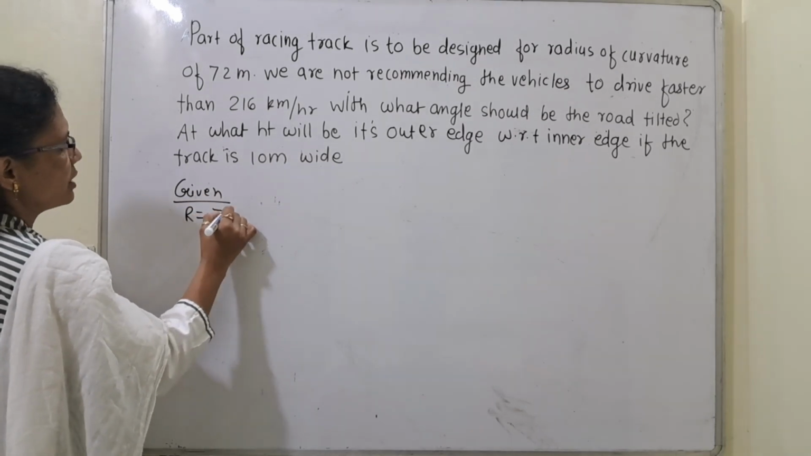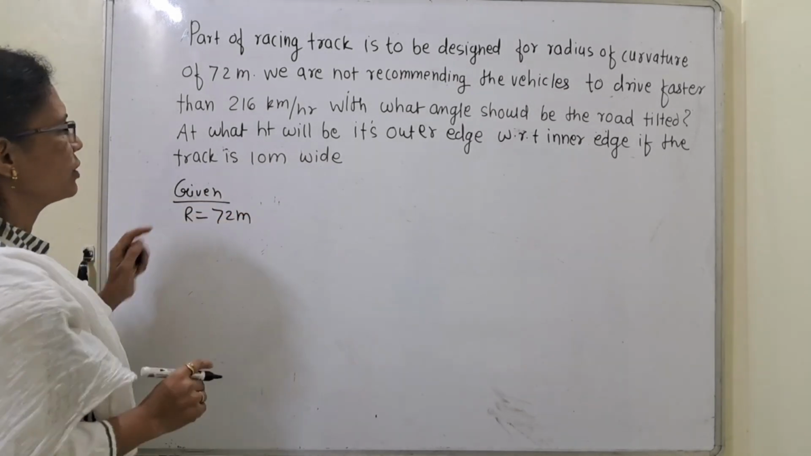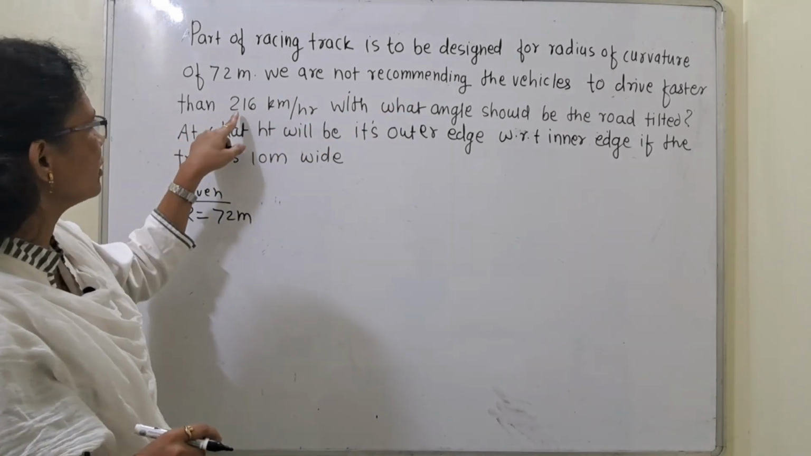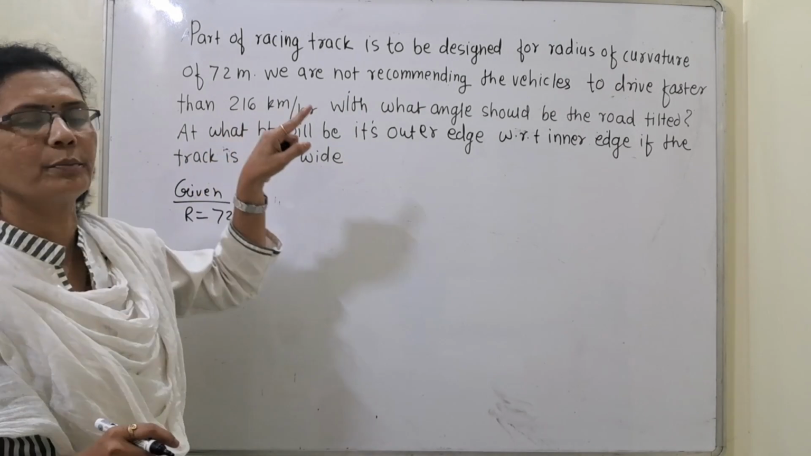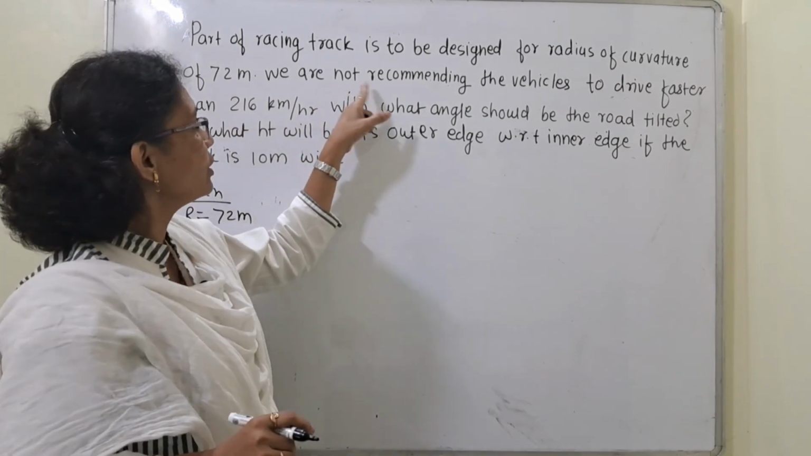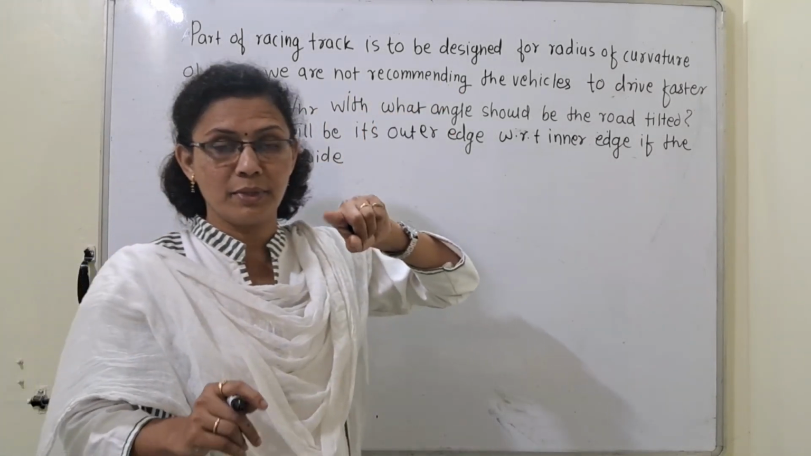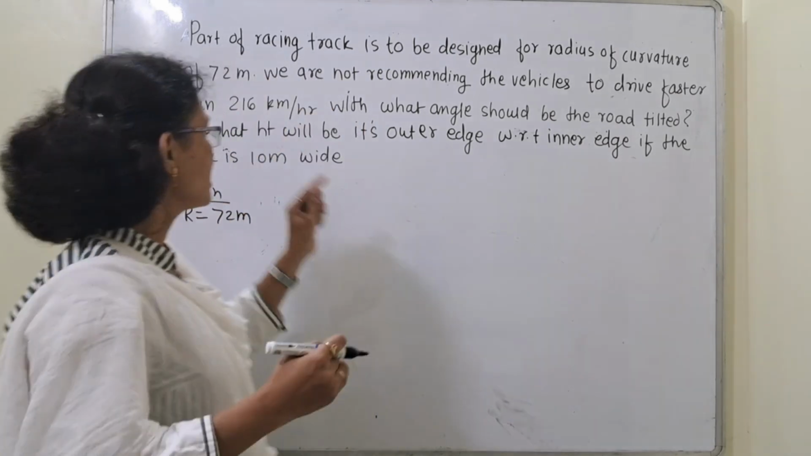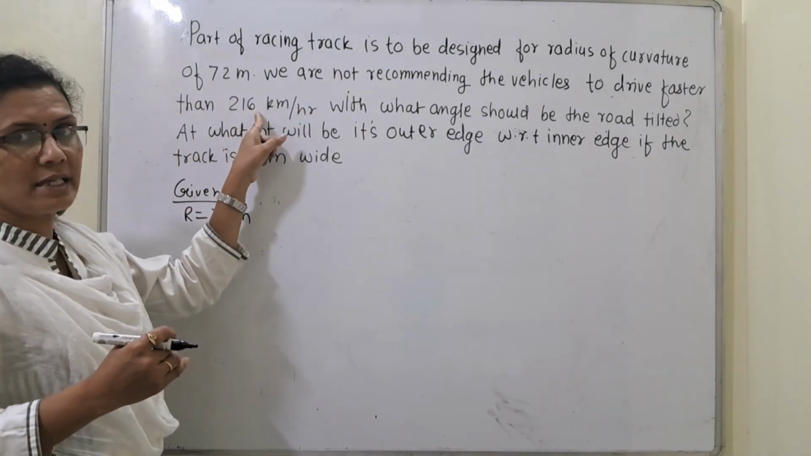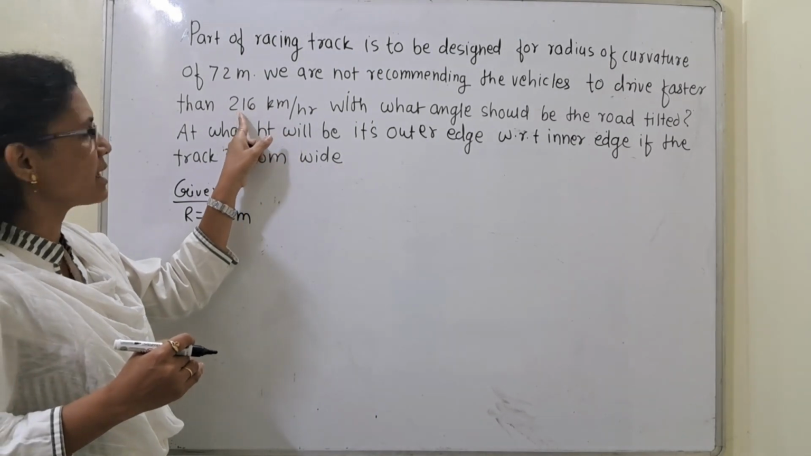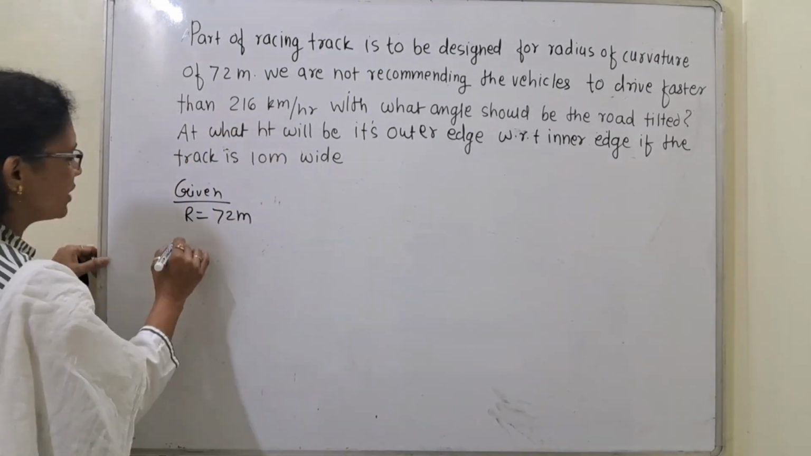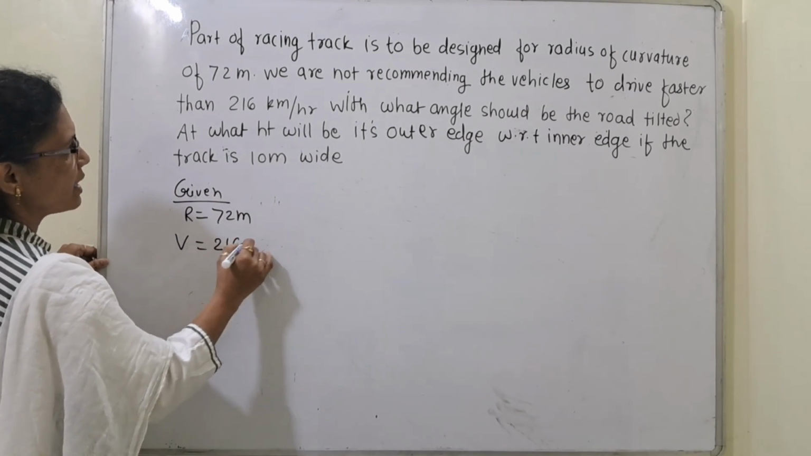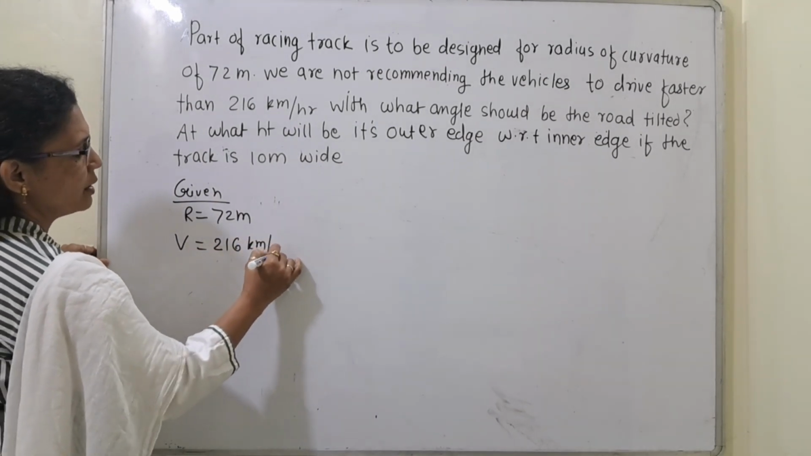Radius of curvature is 72 meters. We are not recommending that vehicles drive faster than 216 km per hour. It means vehicles are not allowed to exceed speeds above 216 kilometers per hour. This is the maximum set speed limit, that is Vmax. It has the value 216 kilometer per hour.